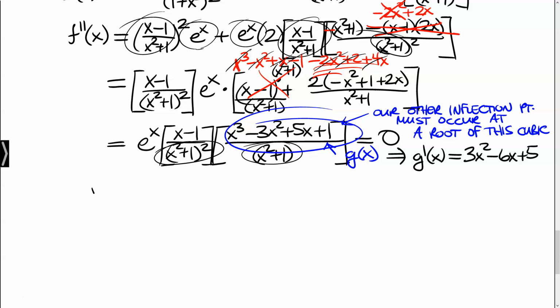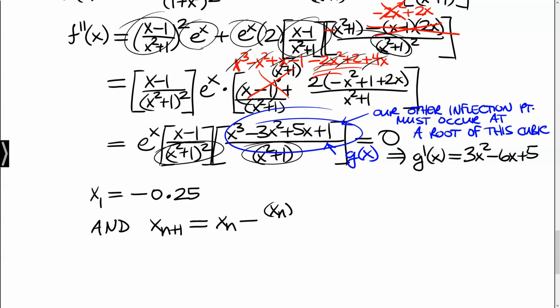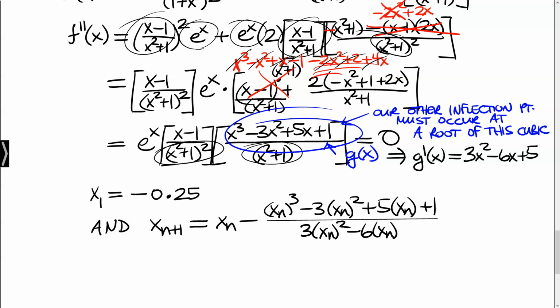We're going to use x1 is going to be, let's see, we said to start at minus 0.25, and xn plus 1 is going to be xn minus the cubic on top, and then all divided by, I can't draw a straight line that long, all divided by the derivative on the bottom. So 3 xn squared minus 6 xn plus 5. Okay, so that should do it.